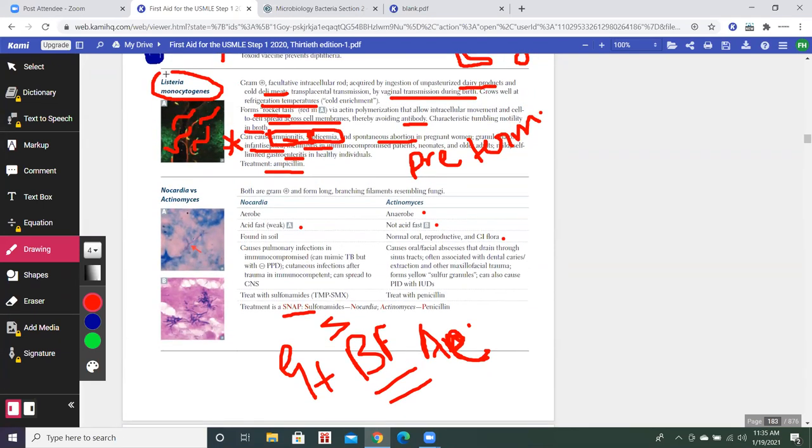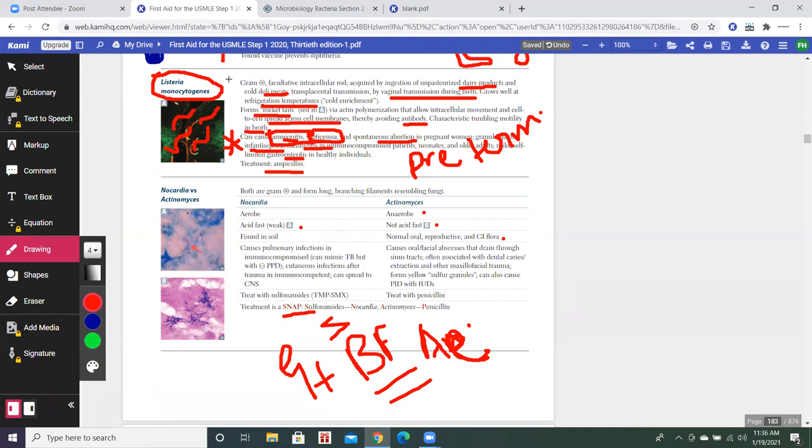Listeria, is it a bacteria or a virus? Easy question. Are you sure it's a bacteria? It should be a bacteria because we are studying bacteriology, right? It's a very stupid question. My apologies for that.